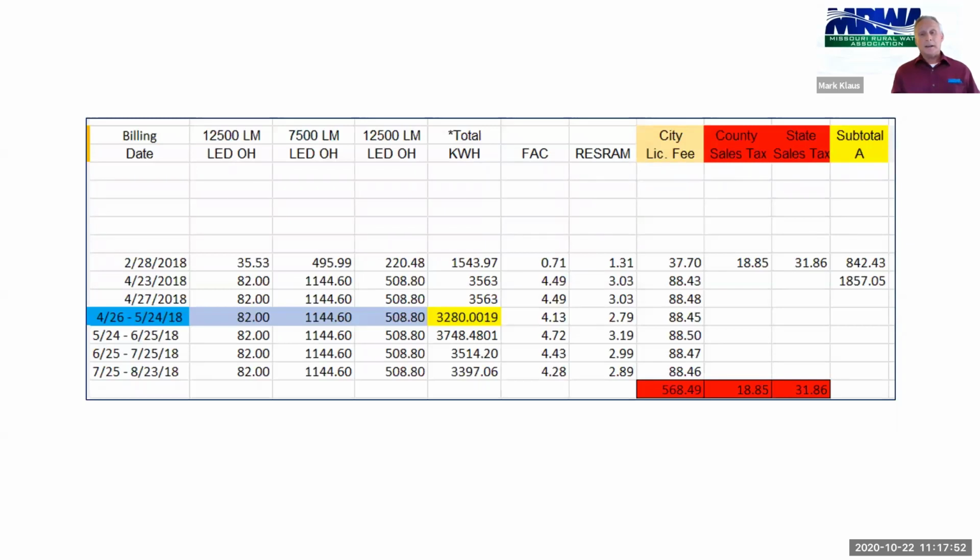Here's another one: city license fee, city licensing fee, city franchise fee. You can see right there it was $568 in that short of time, about 6 or 7 months. They had $568 in licensing fees. They had some state taxes and some county taxes. Think about the license fee or franchise fee. The city or community or the water district will normally get that money back.